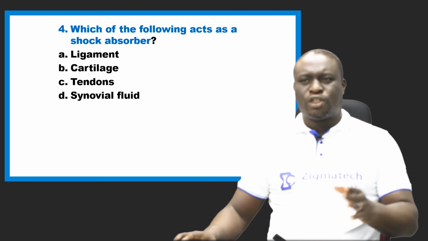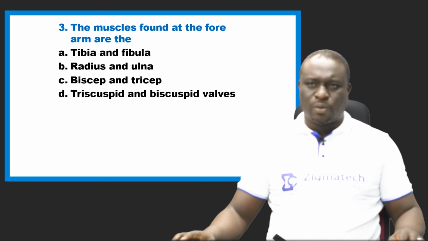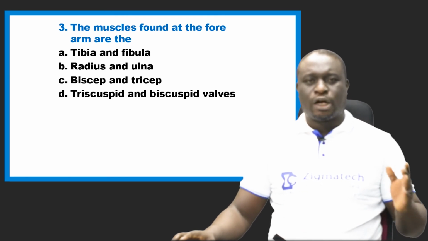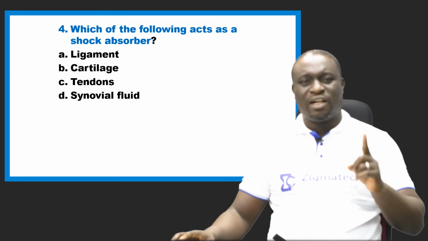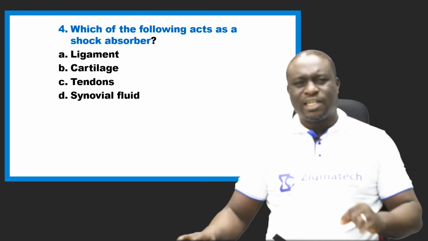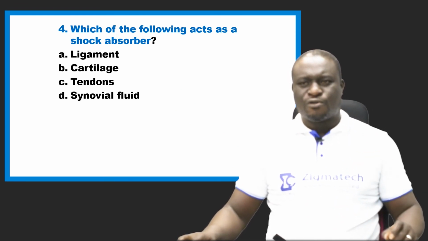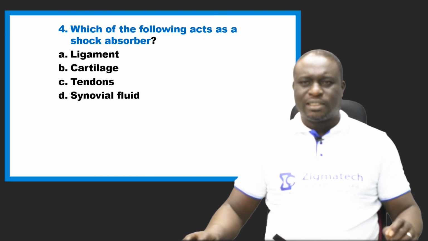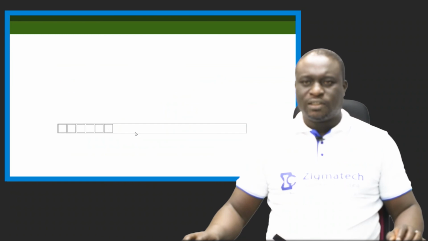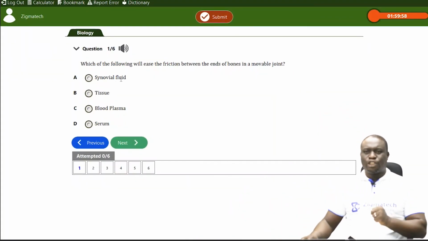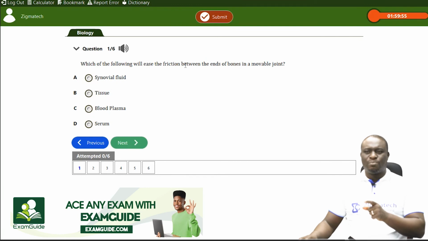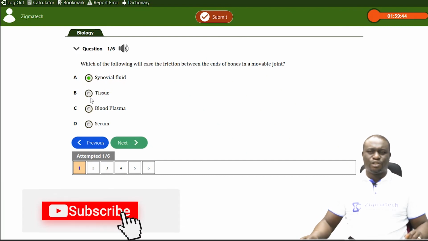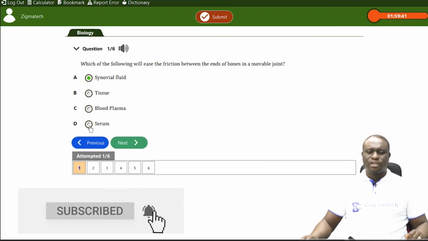And then number 4, which of the following acts as a shock absorber? The correct option is the synovial fluid. Now, before we go, let's take a look at one or two questions from our ExamGuide app. All right, take a look at this question. Which of the following will ease the friction between ends of bones in a movable joint? The correct option is A, which is the synovial fluid, not tissues, not blood plasma, not serum.